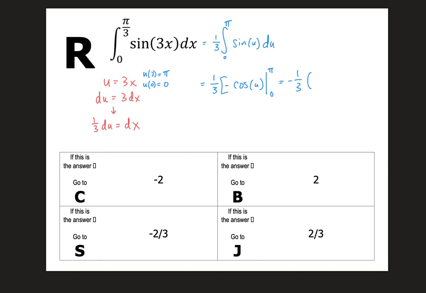Okay. All right. So okay, that makes more sense. Okay, so now plug in top and bottom limits into cosine. So this will be cosine pi, cosine 0, and subtract. Cosine pi is -1, cosine 0 is 1. And that's 2/3.